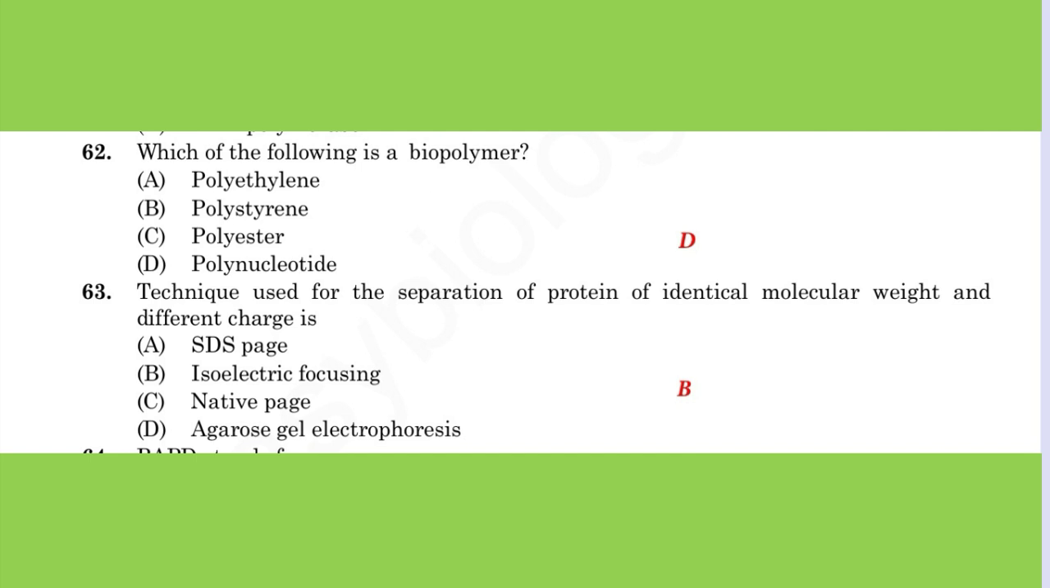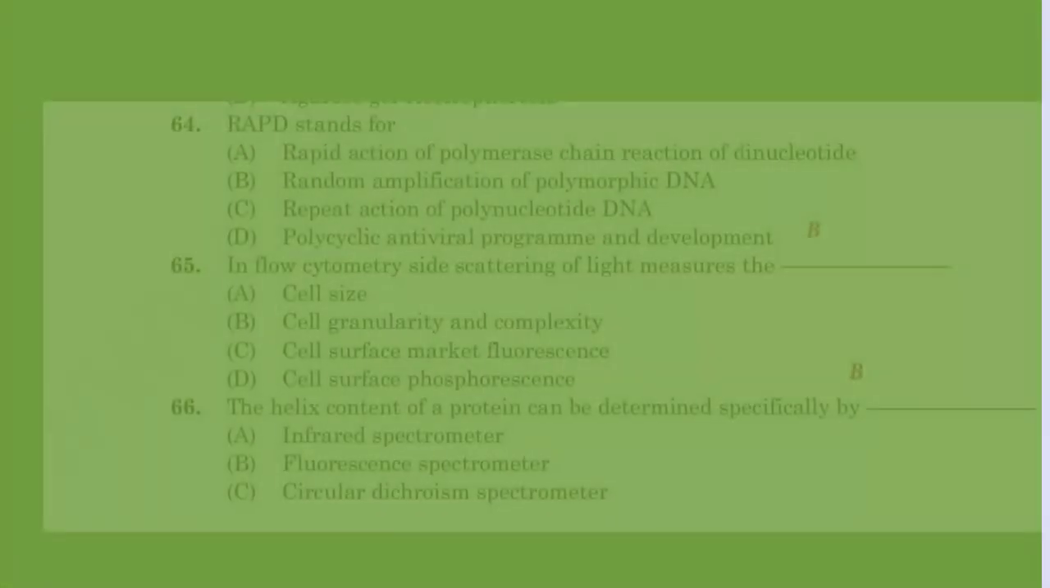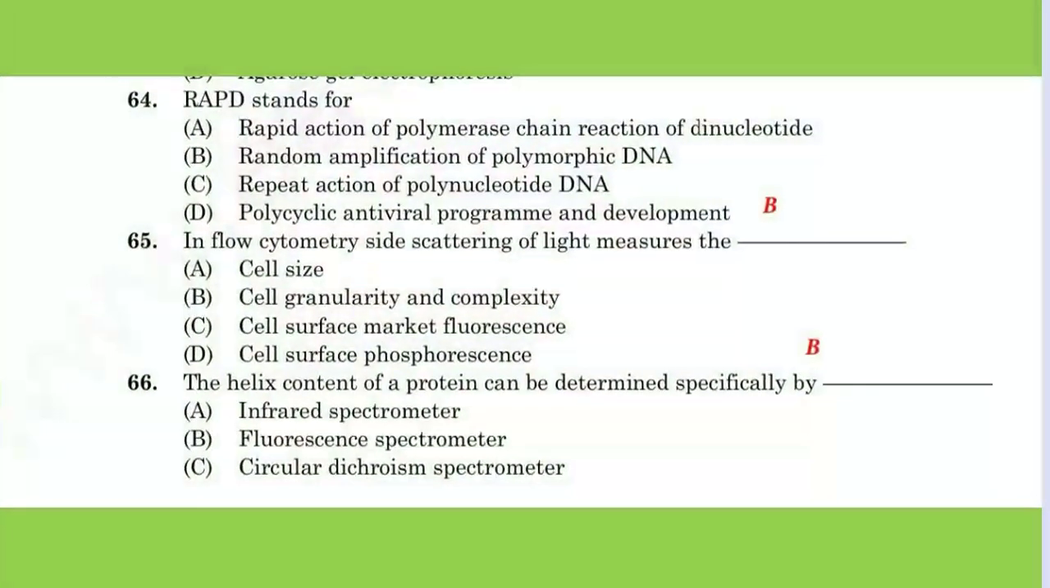Then the next question, RAPD stands for random amplification of polymorphic DNA. It is a type of polymerase chain reaction, but the segments of DNA that are amplified are random. So option B is the answer.